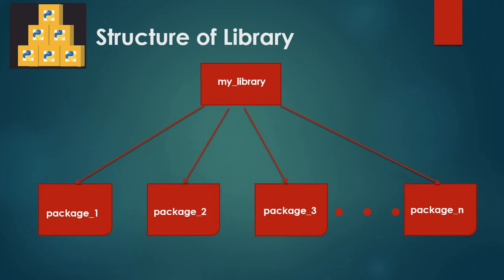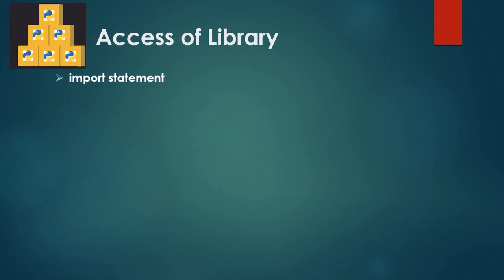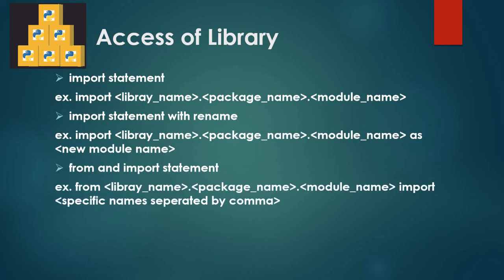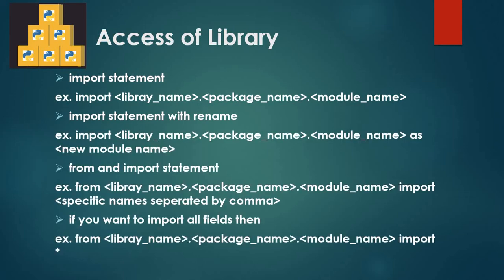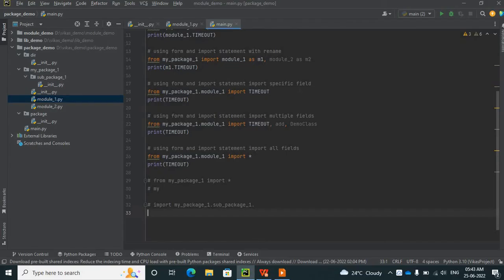So this is the structure of a library. The structure of a library and the structure of a package are very similar. See, this is my package name. Then in a library, this is my library. In the library there are package 1, package 2, package 3, and a couple of packages, and these are the ways to access a library. Same import statement, by using import statement, with rename, from and import statement. Okay, we'll go through the demo.